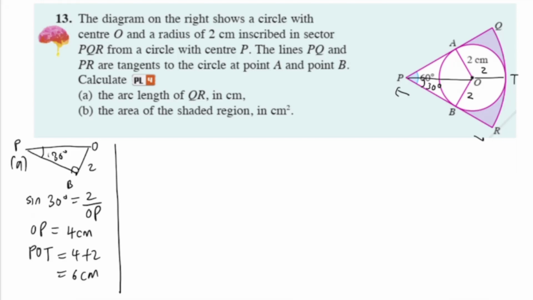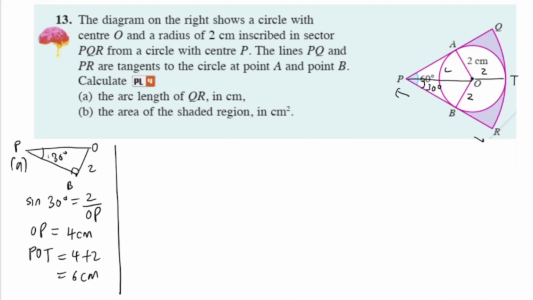If your length POT is 6 cm, so this is 4 plus 2, 6 cm, your length of arc QR will be r theta. R is 6, theta is 60. You can convert to radian, times pi over 180. Okay, but I want to say this again and again.